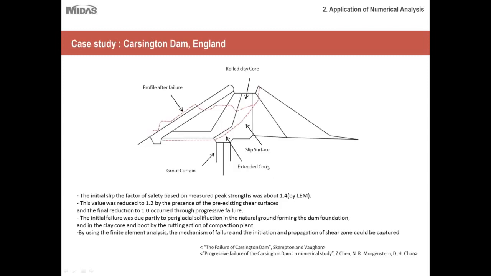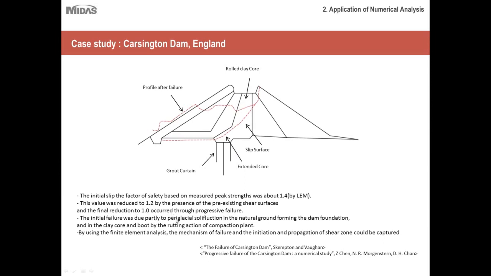Now I want to very quickly go over a case study, the Carsington Dam in England. This was a dam that actually failed back in 1984, and initially it was analyzed using the limit equilibrium method. As you can see, they had a minimum factor of safety of about 1.4, but over time the factor of safety was reduced to 1.2 by pre-existing shear surfaces, shear surfaces that existed prior to their study of it. And then eventually, over time, it reduced down to 1.0, and eventually it failed.